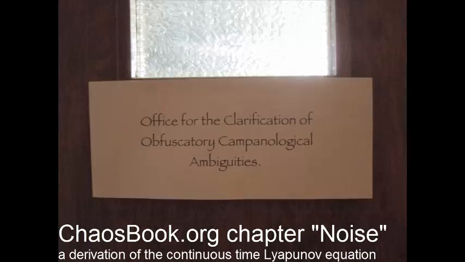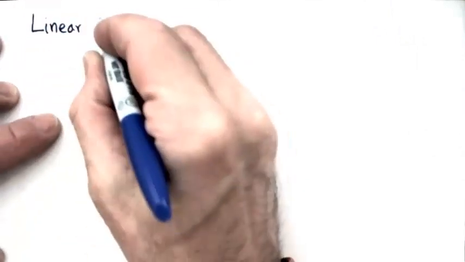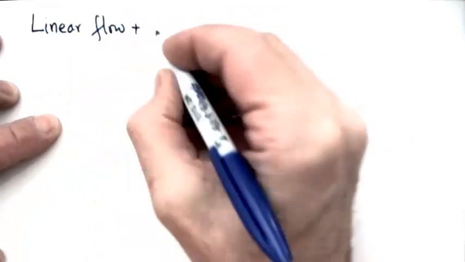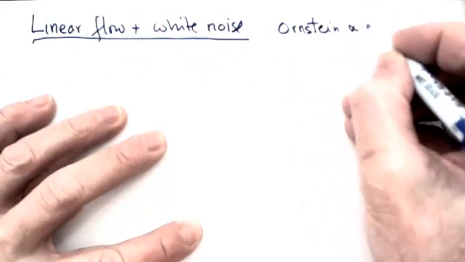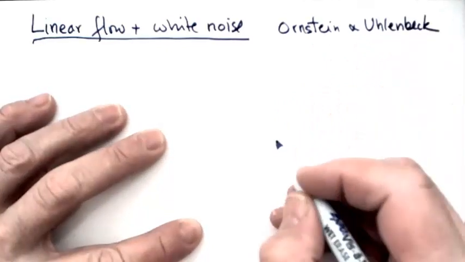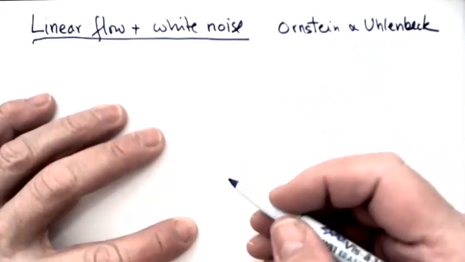How does noise combine with nonlinear dynamics? Amusingly, the simplest way to understand it is to understand how it combines with linear dynamics. And the linear case has a good pedigree. So linear flow plus white noise is something that was considered by Ornstein and Uhlenbeck a long time ago. And it's a harmonic oscillator of stochastic systems.